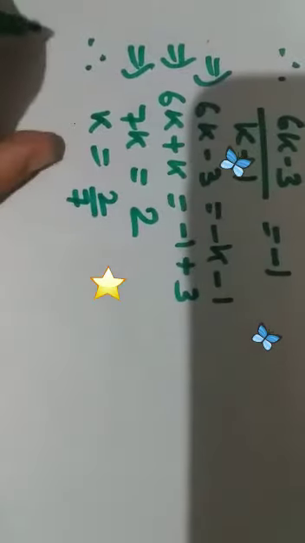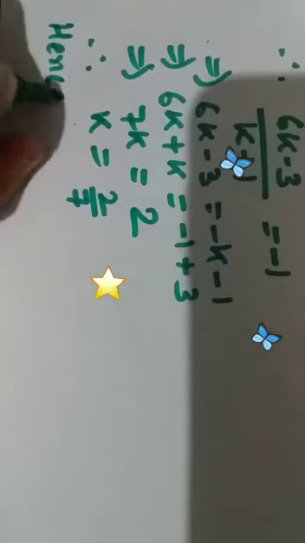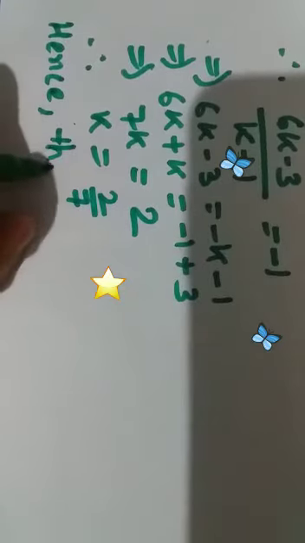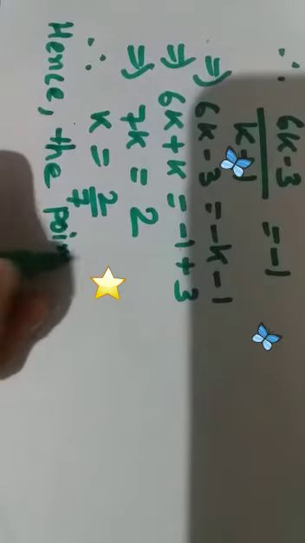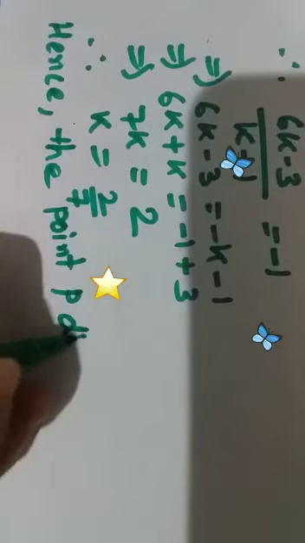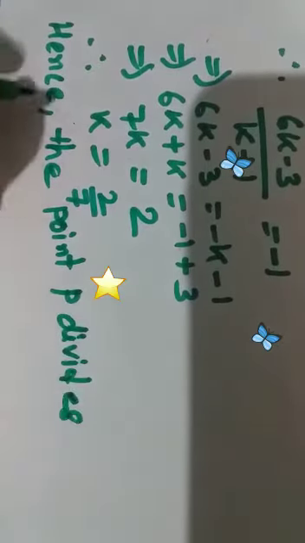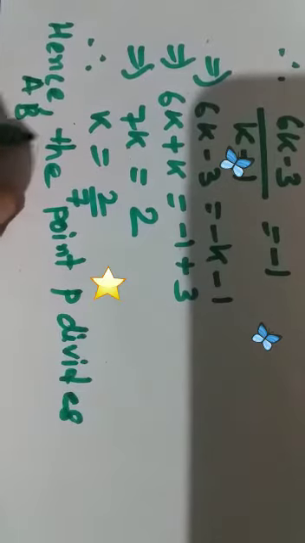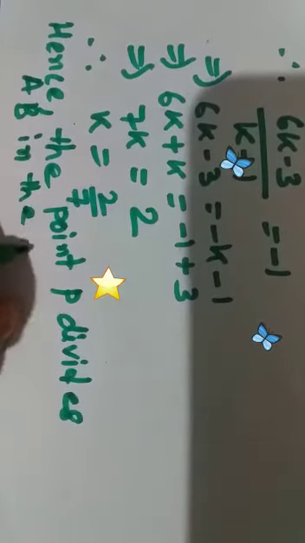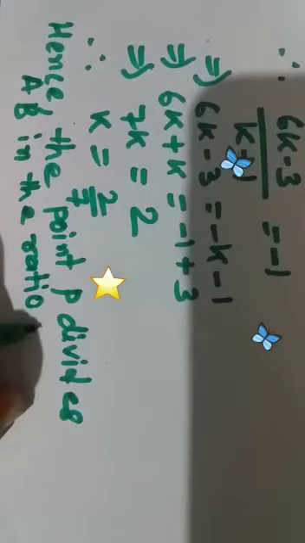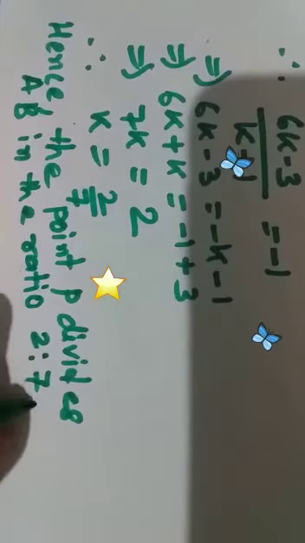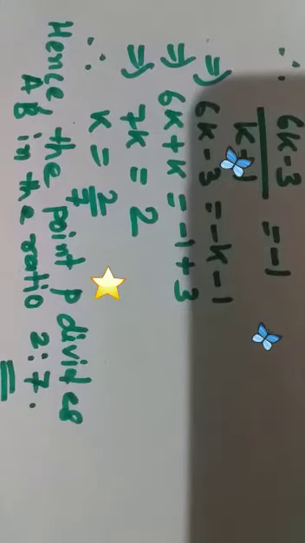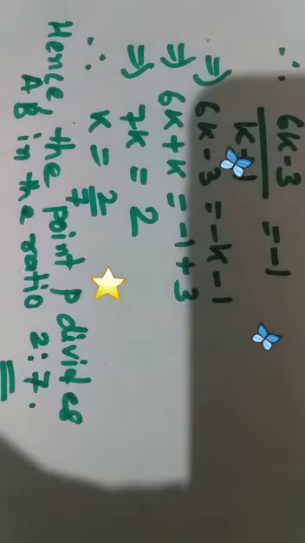Hence the point P divides AB in the ratio 2 is to 7. This one is very easy. Now let us see question number 5.